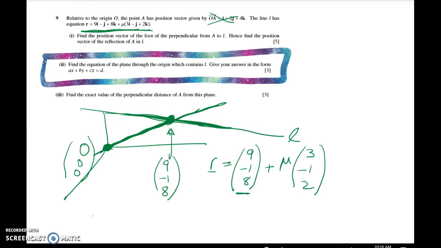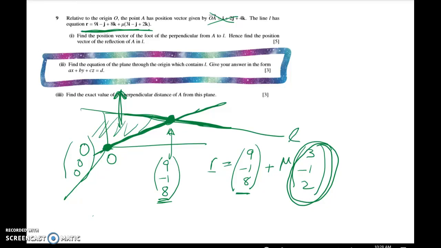And when you look at it like that, I think it's quite easy to see that my normal vector is going to be the vector that is perpendicular to both the direction vector of my line and the direction vector between the origin and this point here. Okay, so we have to find the direction vector.